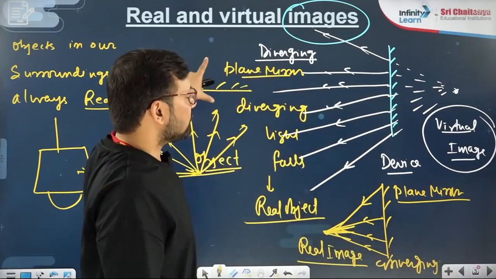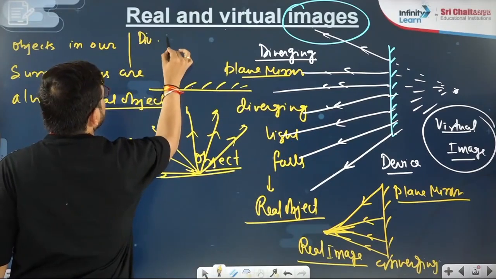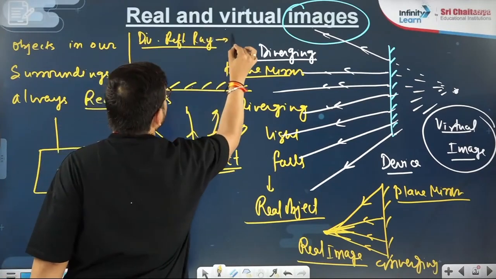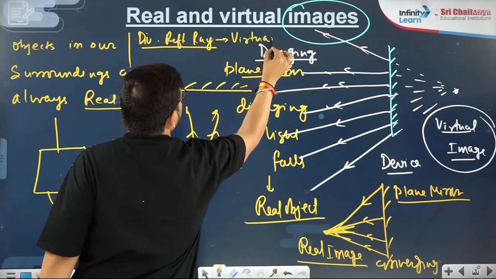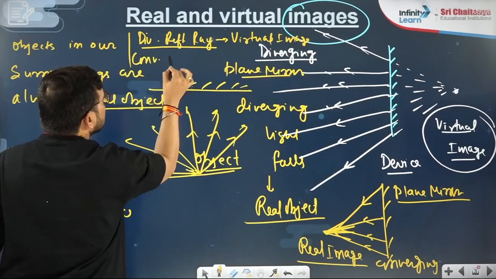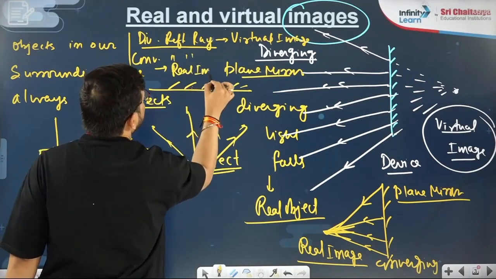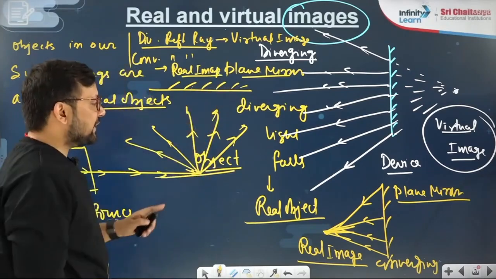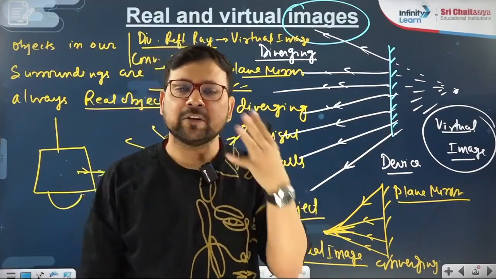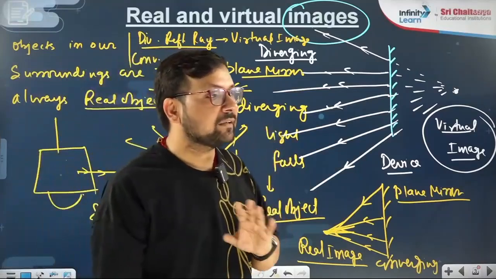So, I am writing this for you. Diverging reflected ray or refracted ray, that is your virtual image. And converging reflected ray, that is your real image. So keep that in mind. And if light rays are coming parallel, it is neither real nor virtual; we cannot decide. So I am summarizing diverging and converging very simply.